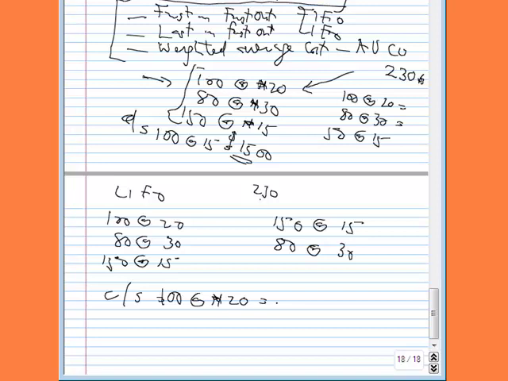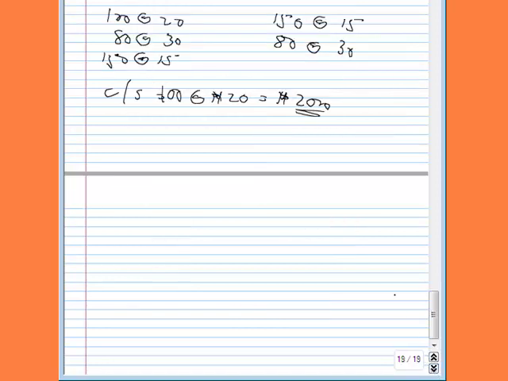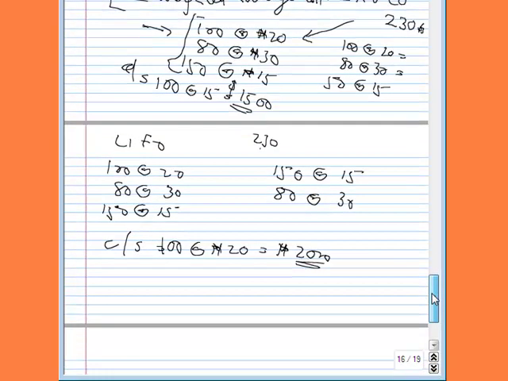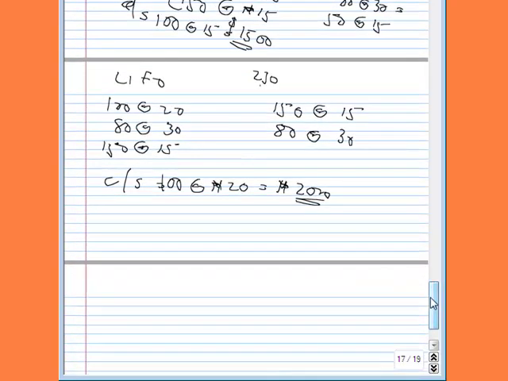That's how much? 100 at 20 naira. That's 2,000 naira. Our closing stock will be 2,000 naira. You can see the difference now. The first in, first out closing stock is 1,500. The last in, first out closing stock is 2,000 naira. Now the average cost method is a kind of compromise between the two.